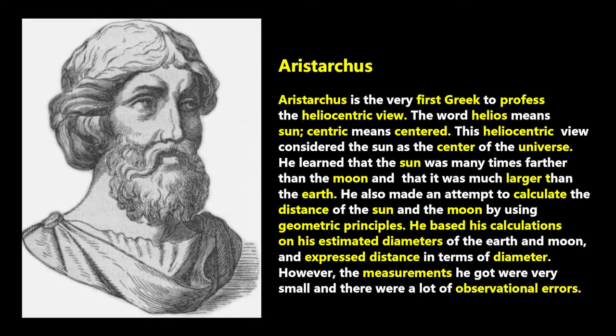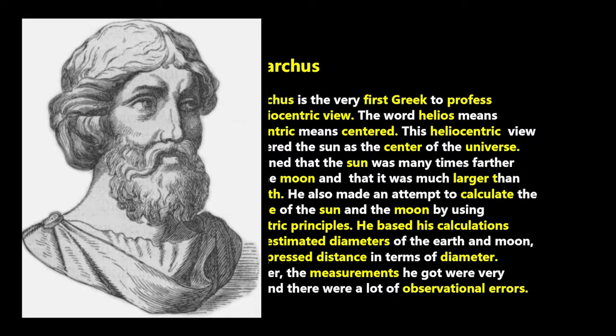He also made an attempt to calculate the distance of the sun and the moon by using geometric principles. He based his calculations on his estimated diameters of the earth and moon, and expressed distance in terms of diameter. However, the measurements he got were very small, and there were a lot of observational errors.